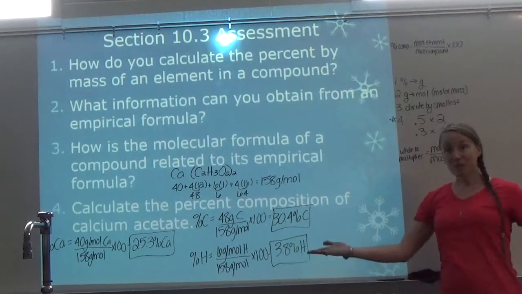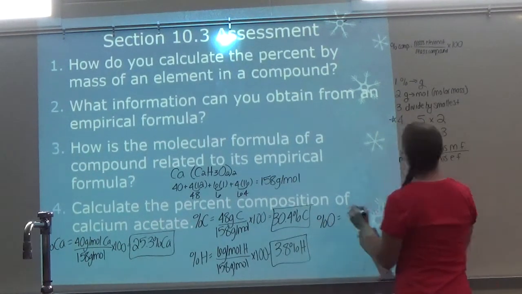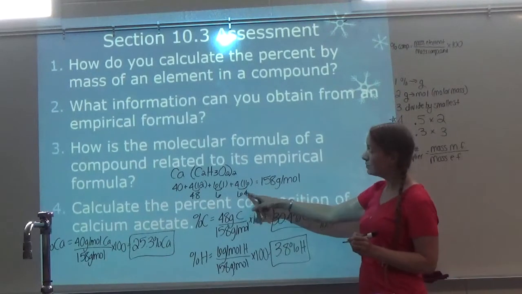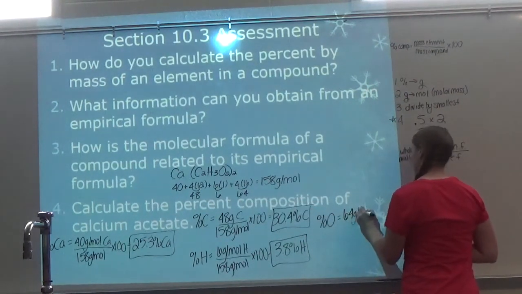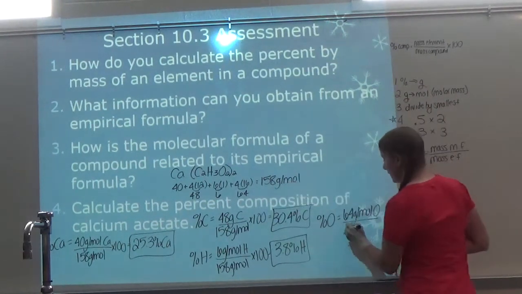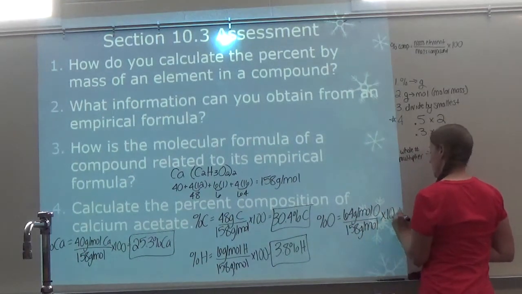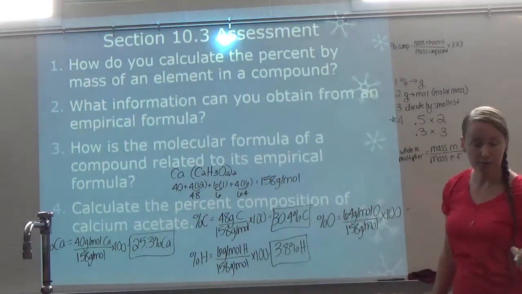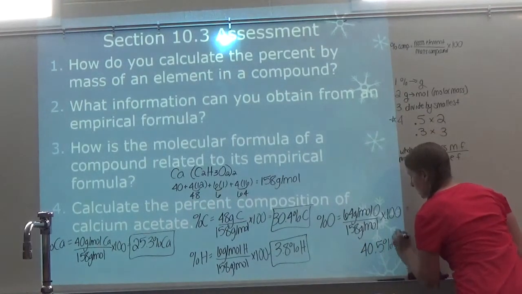All right, last one, oxygen. So I do mass of my element. So for oxygen, remember it's 16 times 4, which is 64 grams per mole for oxygen, over the whole compound, which is 158, times 100. So my grams per mole cancel. And so for oxygen, I get 40.5% oxygen.